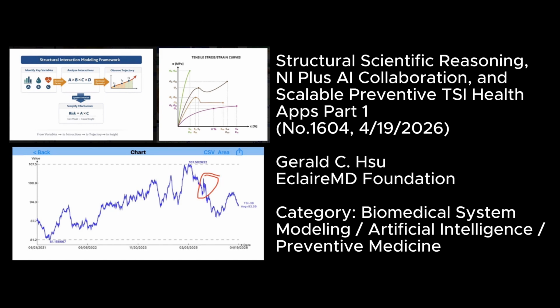Structural Scientific Reasoning, E+AI Collaboration, and Scalable Preventive TSI Health Apps, Part 1, number 1604, April 19, 2026, Gerald C. Chang, EclaireMD Foundation. Category: Biomedical System Modeling, Artificial Intelligence, Preventive Medicine.